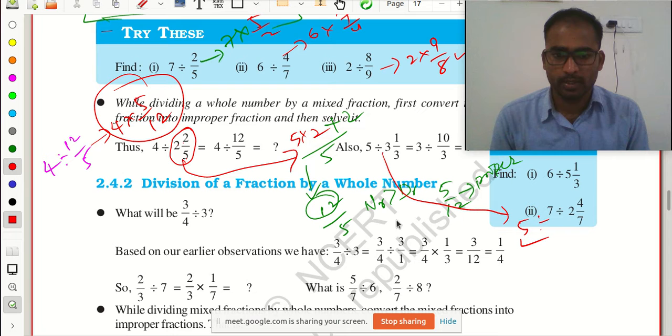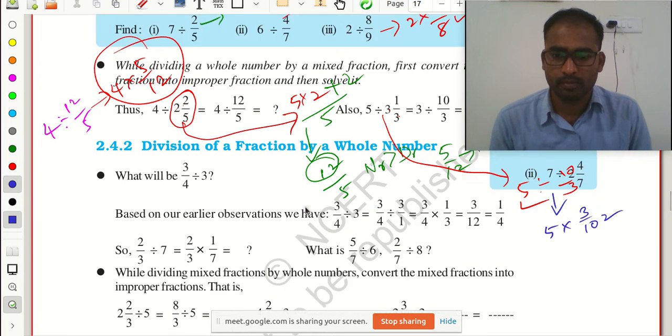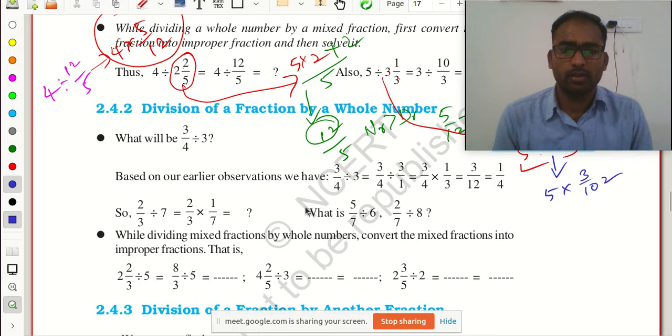So here, 5 divided by 3 1 by 3. So what is the value of 3 1 by 3? 3 3s are 9, 9 plus 1 is 10, so 10 by 3. So what is the answer for this? 5 multiplied by the reciprocal of 10 by 3, which is 3 by 10. Okay.